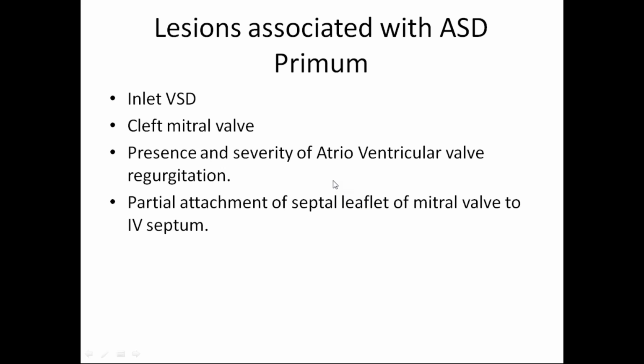Okay, now coming to the entrance questions: lesions associated with ASD primum, ostium primum atrial septal defect. It is inlet VSD, as we discussed, 30 to 50% of them will have the associated lesion. Now we are discussing what those associations are: inlet VSD, the cleft mitral valve, presence and severity of AV valve regurgitation, and partial attachment of the septal leaflet of the mitral valve to the septum. See, most of them are septal defects, mitral valve defects, and AV valve defects, and it can be associated with inlet VSD also. Okay, these are just for academic purposes, if somebody asks you.